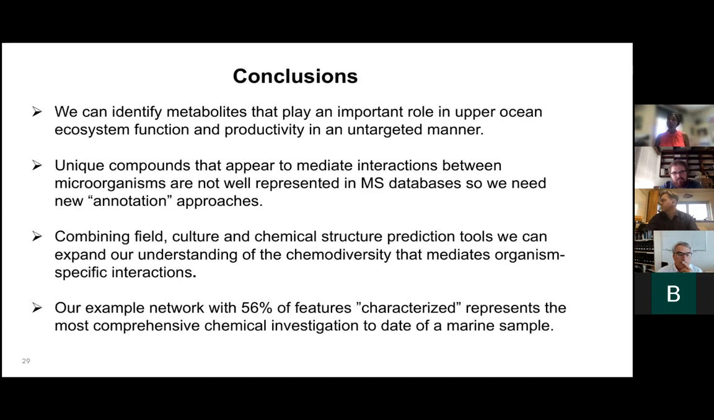So we need new annotation processes in addition to very controlled studies in the lab as well. And so combining these approaches, the field culture and structure prediction tools, we can try to expand our understanding of the chemical diversity that might mediate these interactions in different environments. And if there are interactions that show up over and over again in the same environment, right? And then, as I said, we can use these approaches to populate 56% or so of these networks, before we were only getting about 12% identification.